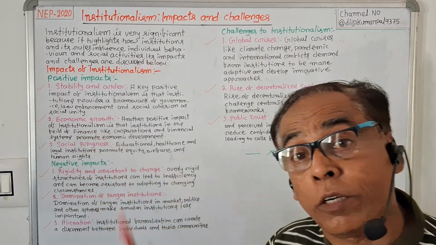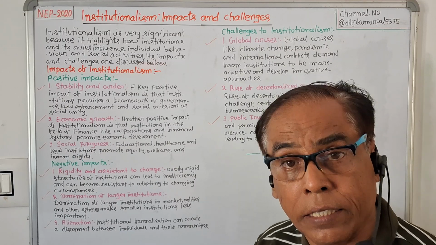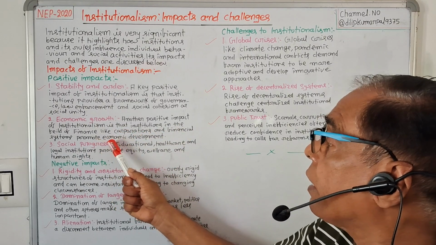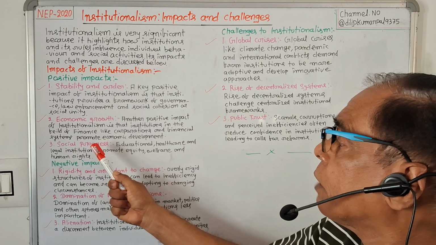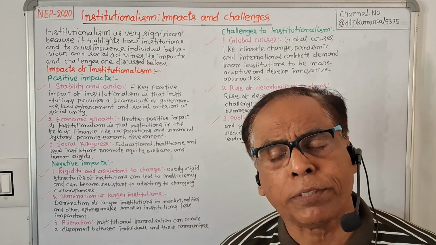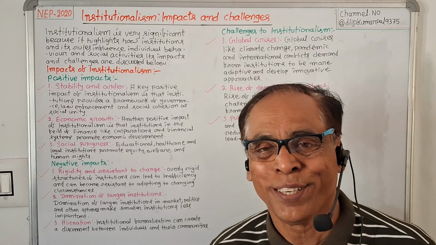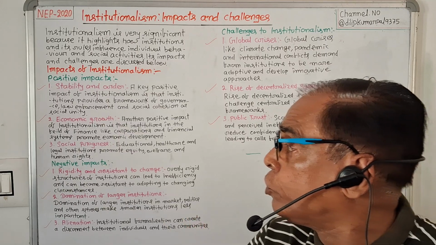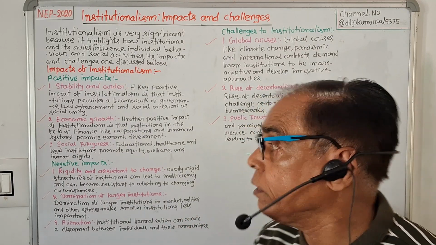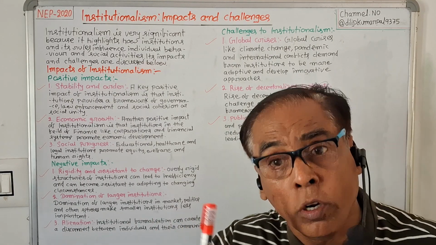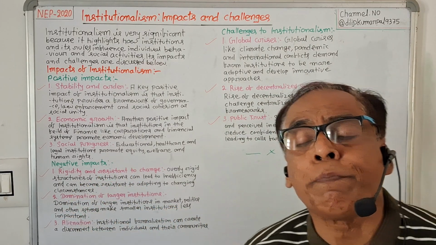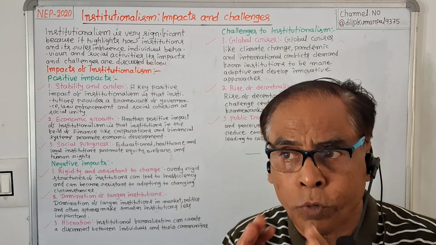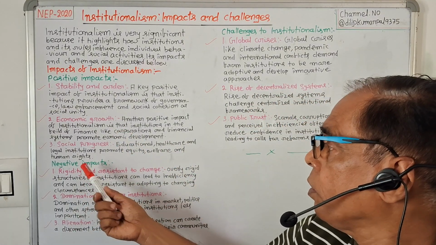Number 2, economic growth. Another positive impact of institutionalism is economic growth. Institutions in the field of finance, like corporations and financial systems, promote economic growth and development.